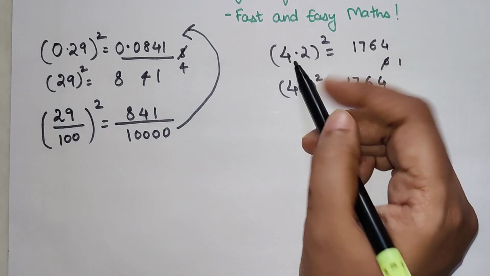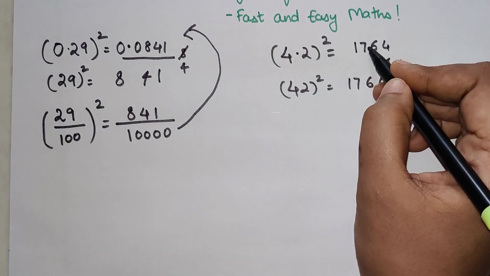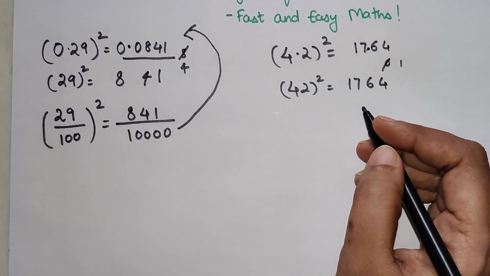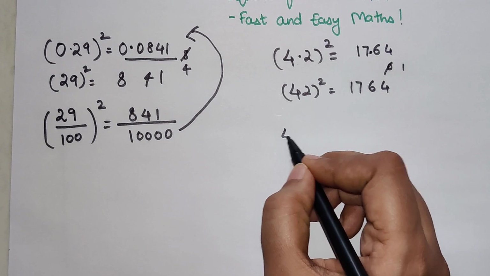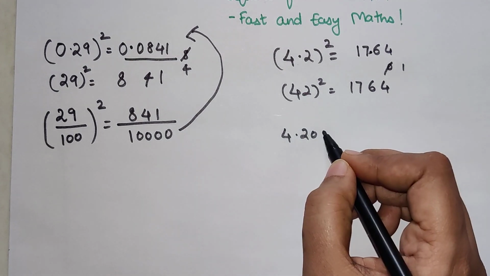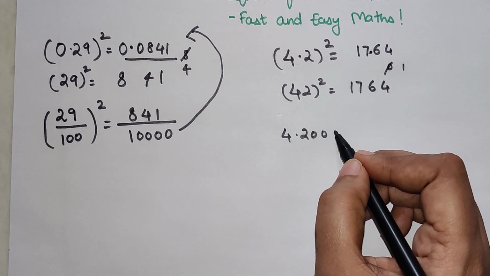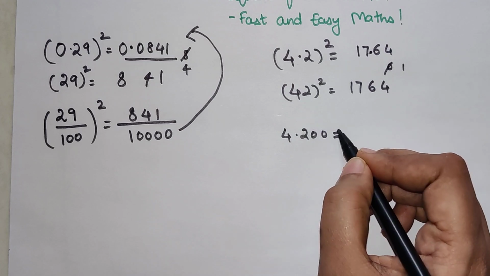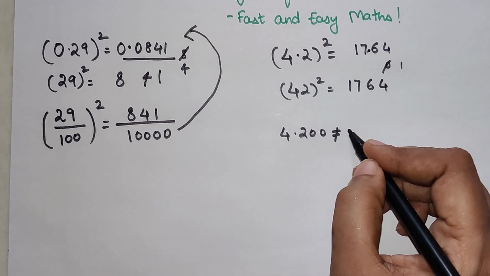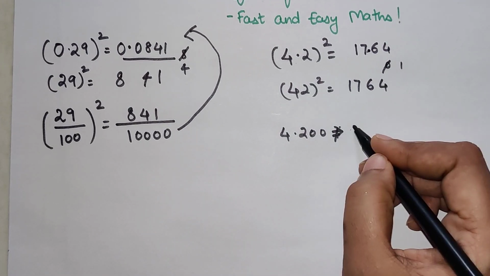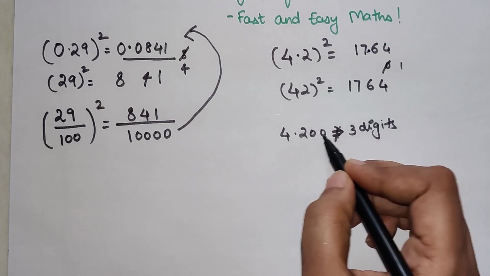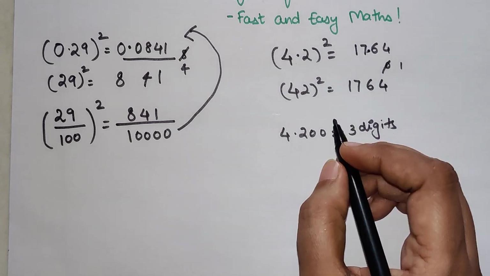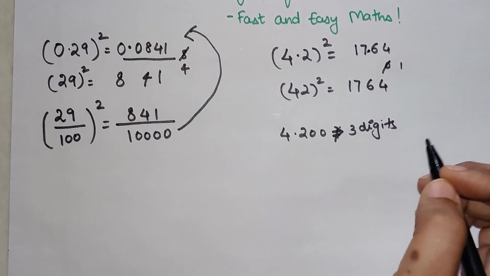2, because here we just had 1 digit. Okay, so here the answer will be 17.64. Now very quickly, please understand, 4.200 cannot be counted as having 3 digits after the decimal point. No, because the zeros are not counted. Okay, this is very, very important to remember.